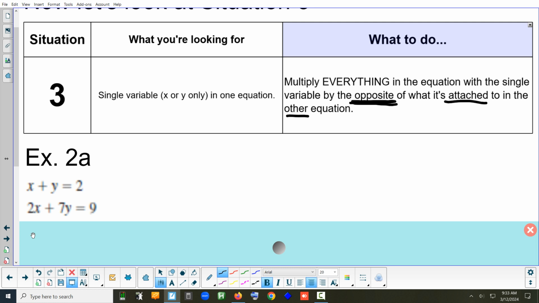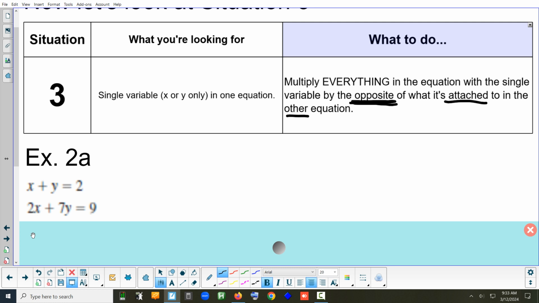No. So we don't have that. So let's go to situation 2. Do we have a single positive letter in both equations? No. We don't have any single positive letters in the bottom one. We have a 2 in front of the x and a 7 in front of the y. So this isn't situation 2.